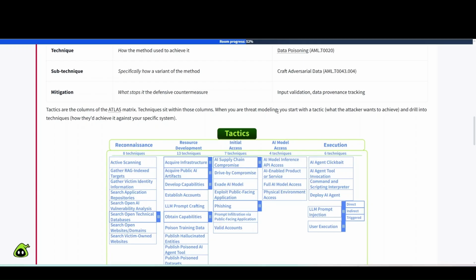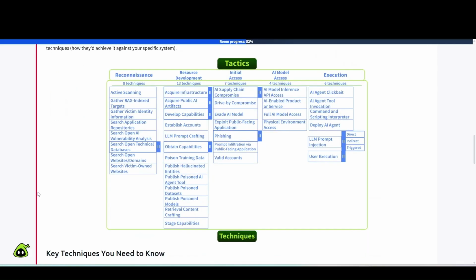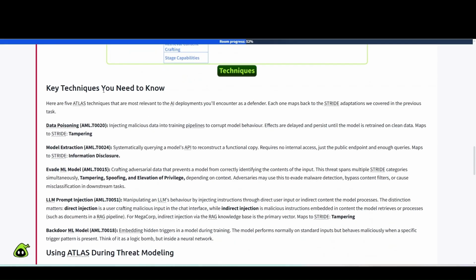When you are threat modeling, you start with a tactic, what the attacker wants to achieve, and drill into techniques, how they'd achieve it against your specific system here. And there's an example of what that looks like. Okay, so let's see here. Key techniques you need to know. Here are 5 Atlas techniques that are most relevant to AI deployments you'll encounter as a defender. Each one maps back to the Stride adaptations we covered in the previous task.